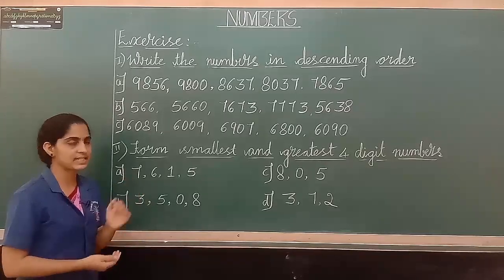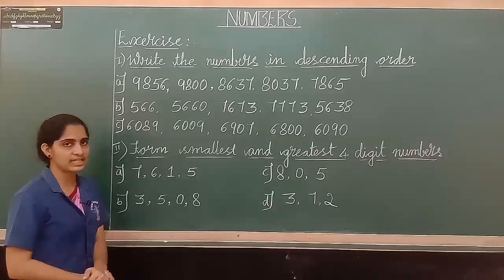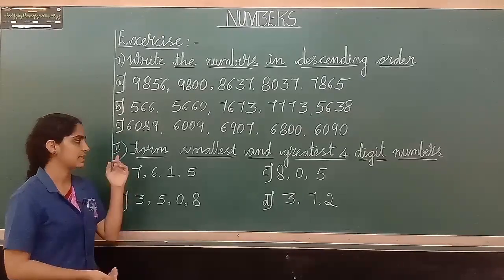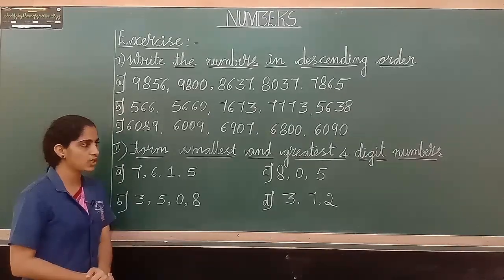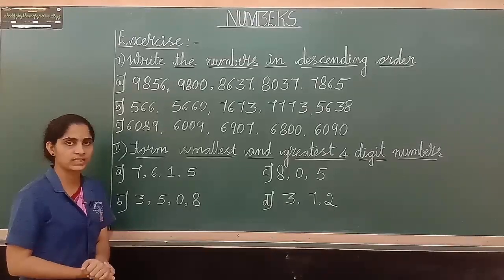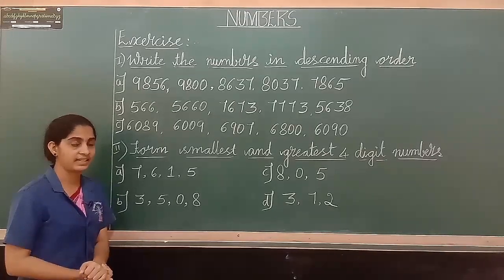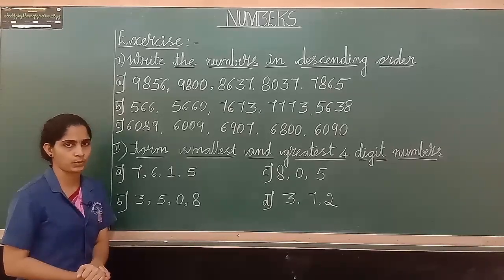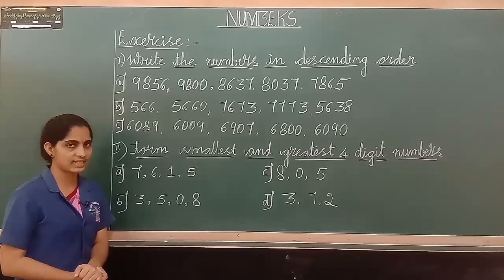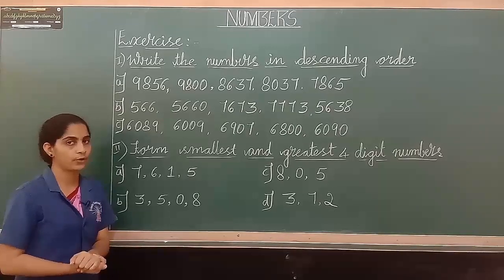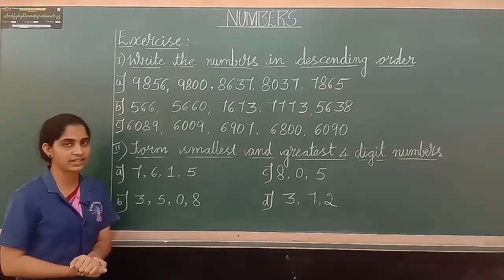Here is the exercise for you. First one is write the numbers in descending order. Second one, form the smallest and greatest 4-digit numbers. Write down these questions and solve them in your maths notebook. So in today's class, we have discussed writing numbers in descending order and formation of the smallest and greatest 4-digit numbers.